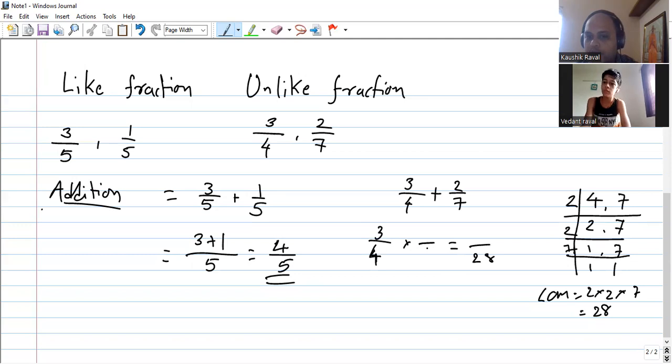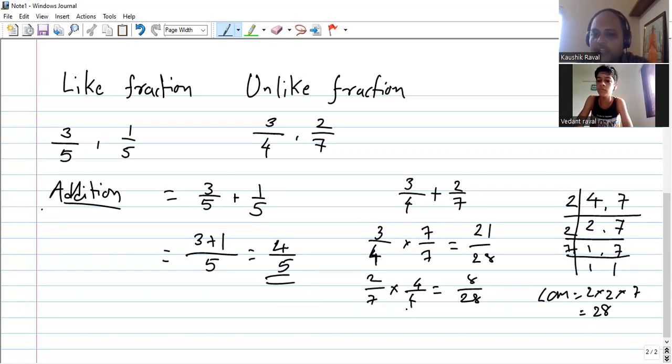So you have to multiply denominator with 7. If you want to multiply denominator with 7, you have to multiply the numerator with 7. So it becomes 21. Okay, and same way 2 by 7 will have to be multiplied by 4. So you have got 8 by 28. Okay, now you can do the addition.